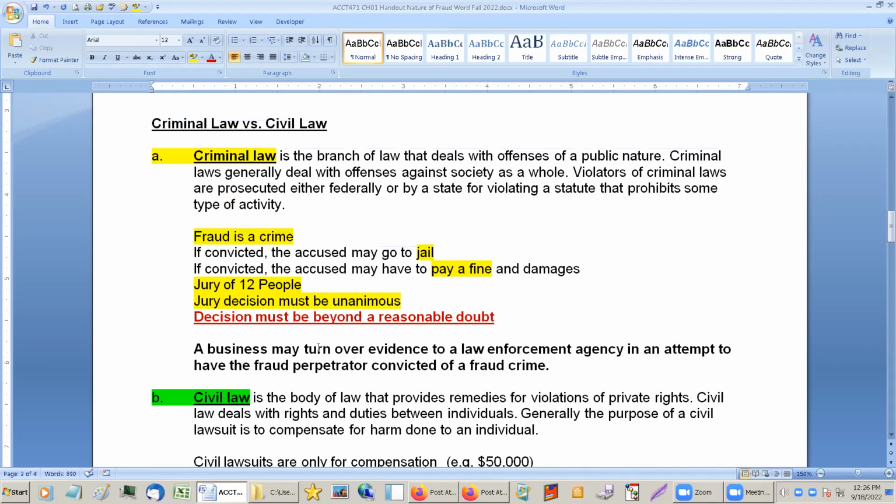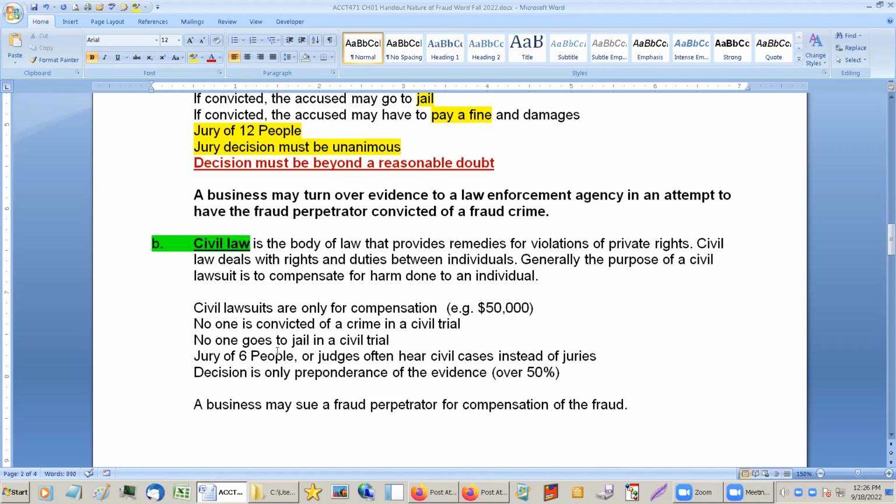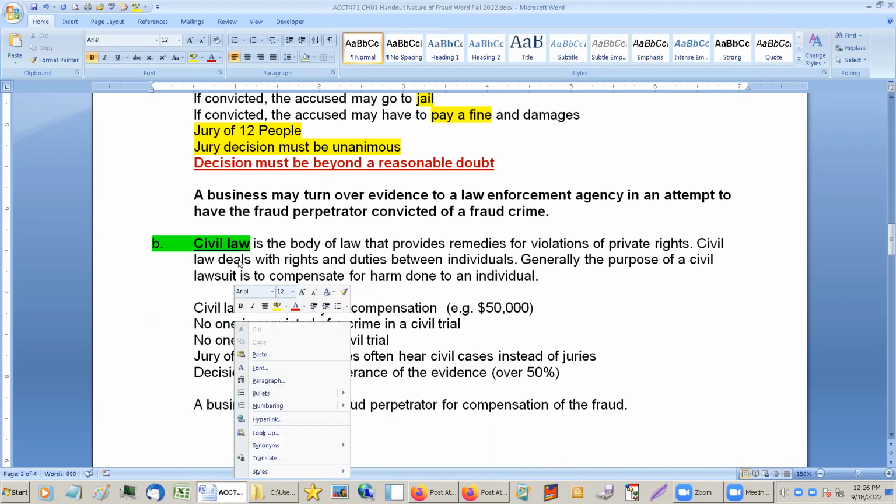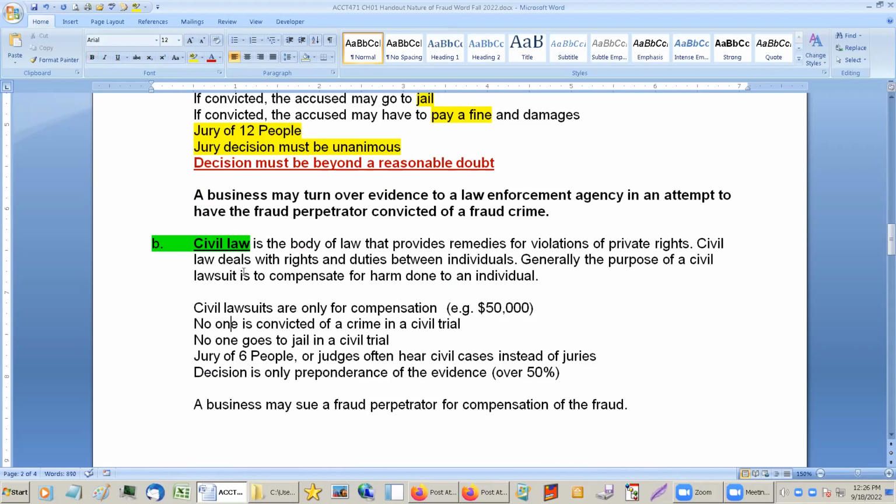Okay, civil law. So let's say that you turn this over to law enforcement, and they may or may not take the case. Civil law is when you try to recoup any damages. Now, civil law, these are only for compensation. You don't go to jail on a civil lawsuit.